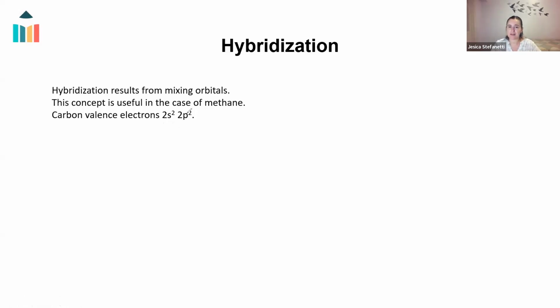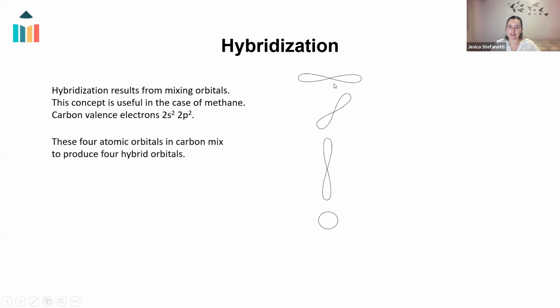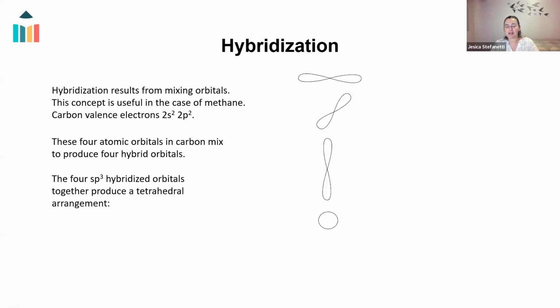Now, if you think about it, in methane those electrons in atomic orbitals will be mixed so as to take part in new orbitals that are said to be hybrid orbitals. From that mixture, 4 new orbitals will be produced. These 4 new orbitals are produced from mixing the s orbital with the 3 p orbitals, so we call it sp3. And they will produce a tetrahedral arrangement.